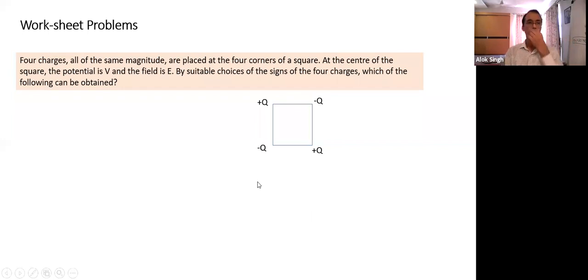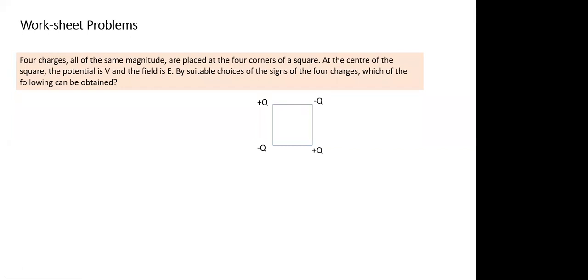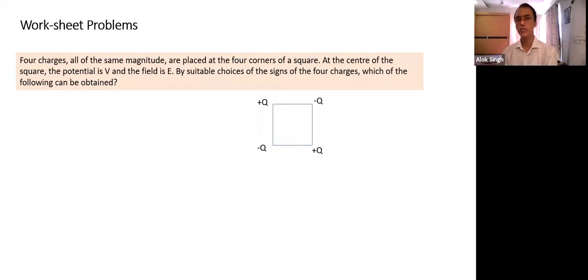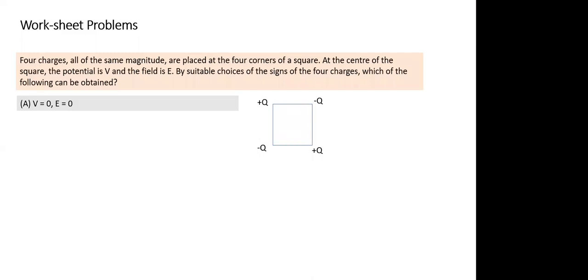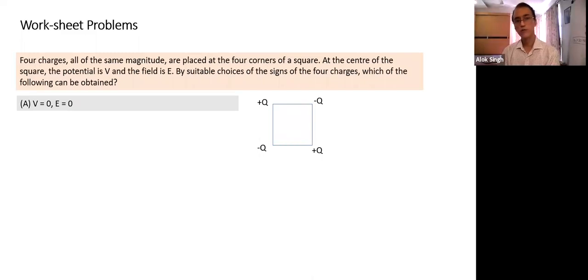Next one. This is an S.U. Verma question. All 4 charges of the same magnitude are placed at the 4 corners of a square. At the center, the potential is V and the field is E. What if magnitudes are the same, and we can change the sign? Can we obtain 0 potential and 0 field at the center? How should I arrange the 4 charges? I'm giving one example. Can we get this arrangement, potential at the center 0 and field at the center 0?